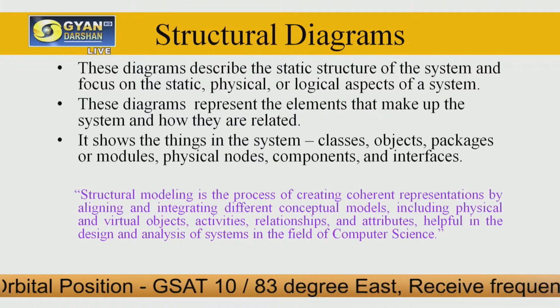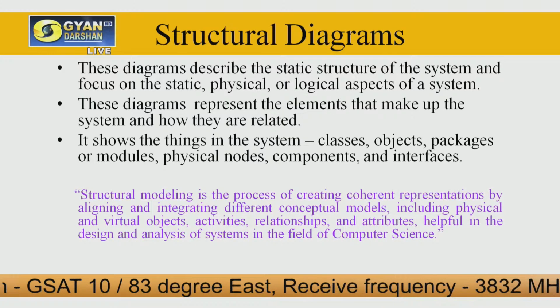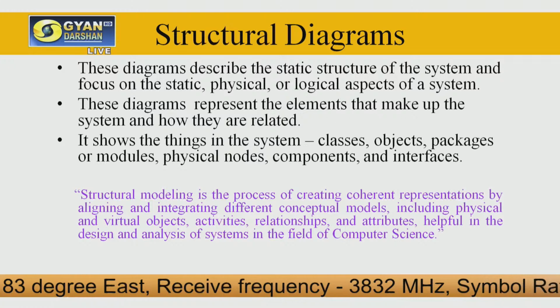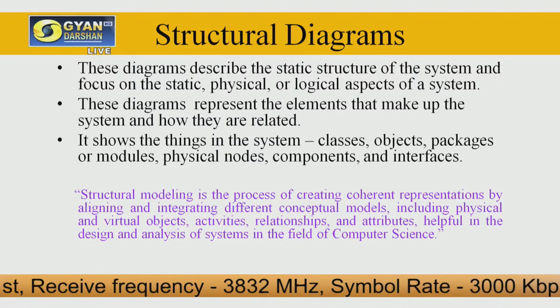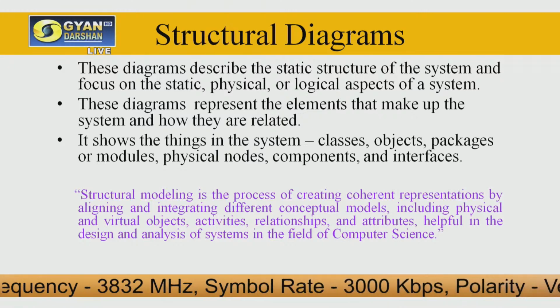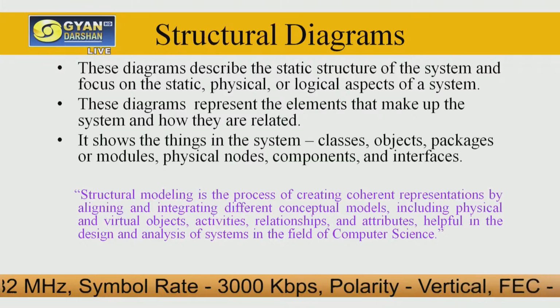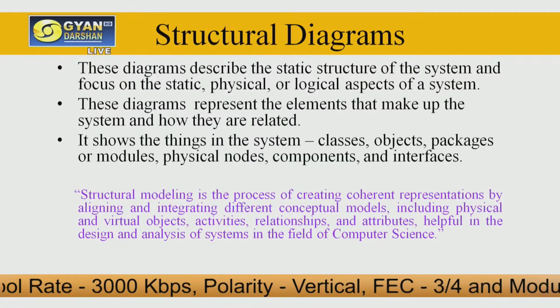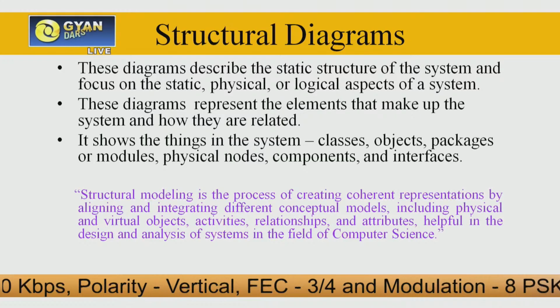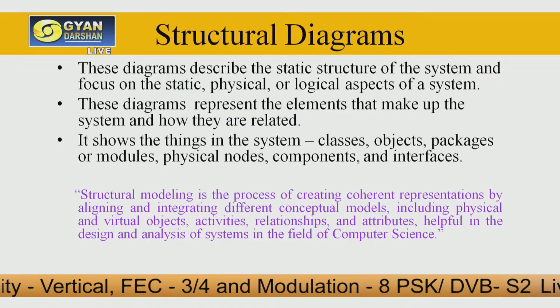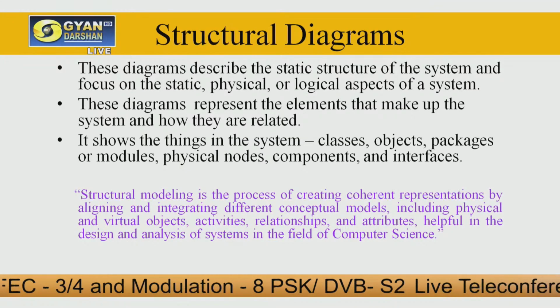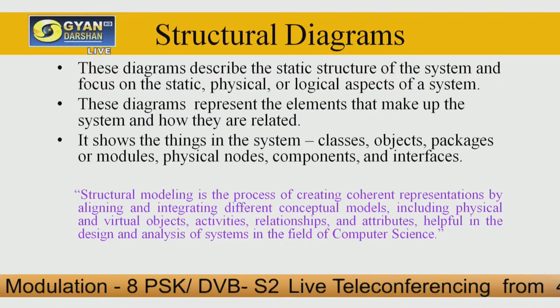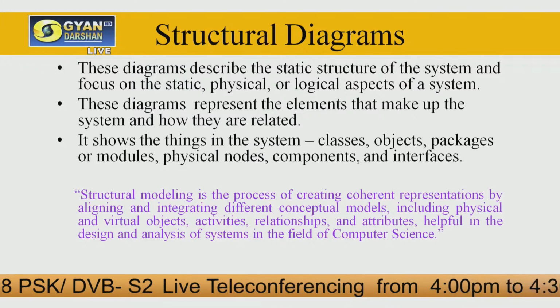physical and virtual objects. As I mentioned, whether we are taking the physical part of the system, the hardware-related things, or the virtual, software-related things, then the different activities, relationships, and attributes that help to design the static structure of that particular system. If we are trying to study these aspects in computer science, then we say that we are doing the structural modeling of the system.